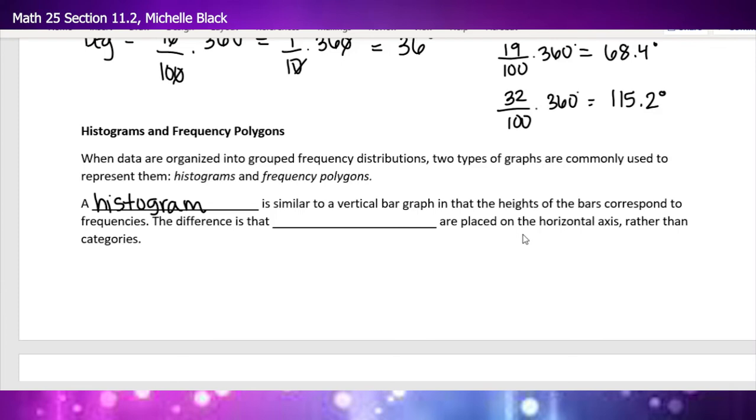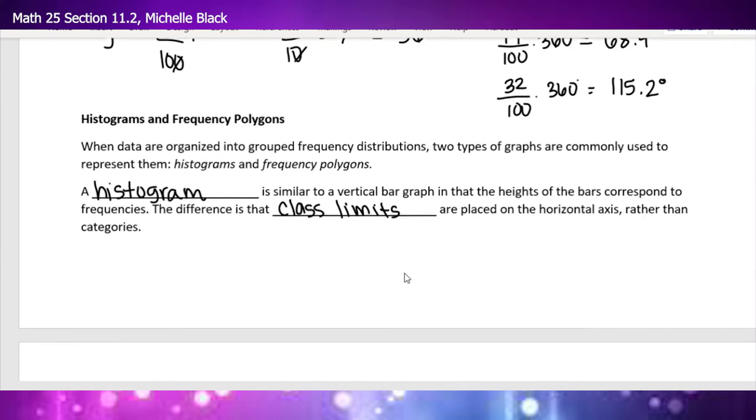is similar to a vertical bar graph in that the heights of the bars correspond to frequencies. The difference is that class limits are placed on the horizontal axis rather than the categories.